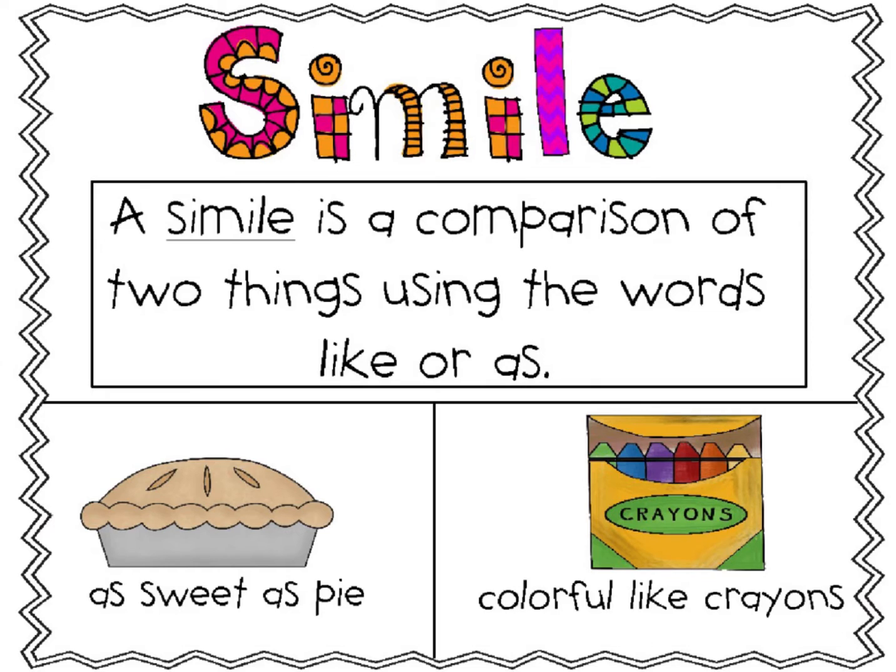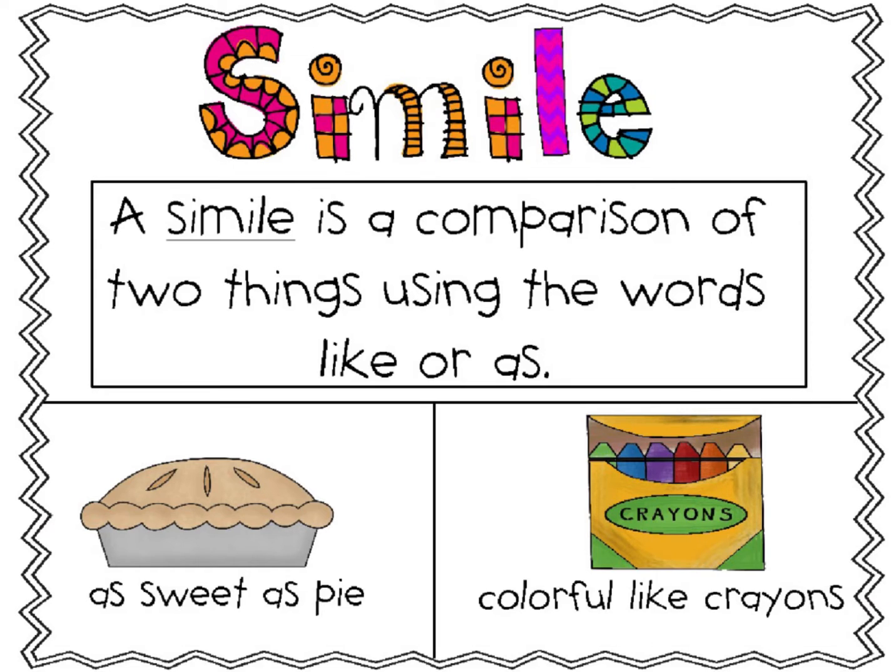A simile is a comparison of two things using the words like or as. You are as sweet as pie. That is a simile comparing you to pie, but the word that is linking the two is sweet. Your shoes are colorful like crayons. It's comparing your shoes to crayons, but the link is colorful. Another simile is Mohammed is as fast as the Flash. That is comparing Mohammed to the Flash. And because it's saying Mohammed is as fast as the Flash, it must mean that Mohammed is very fast.